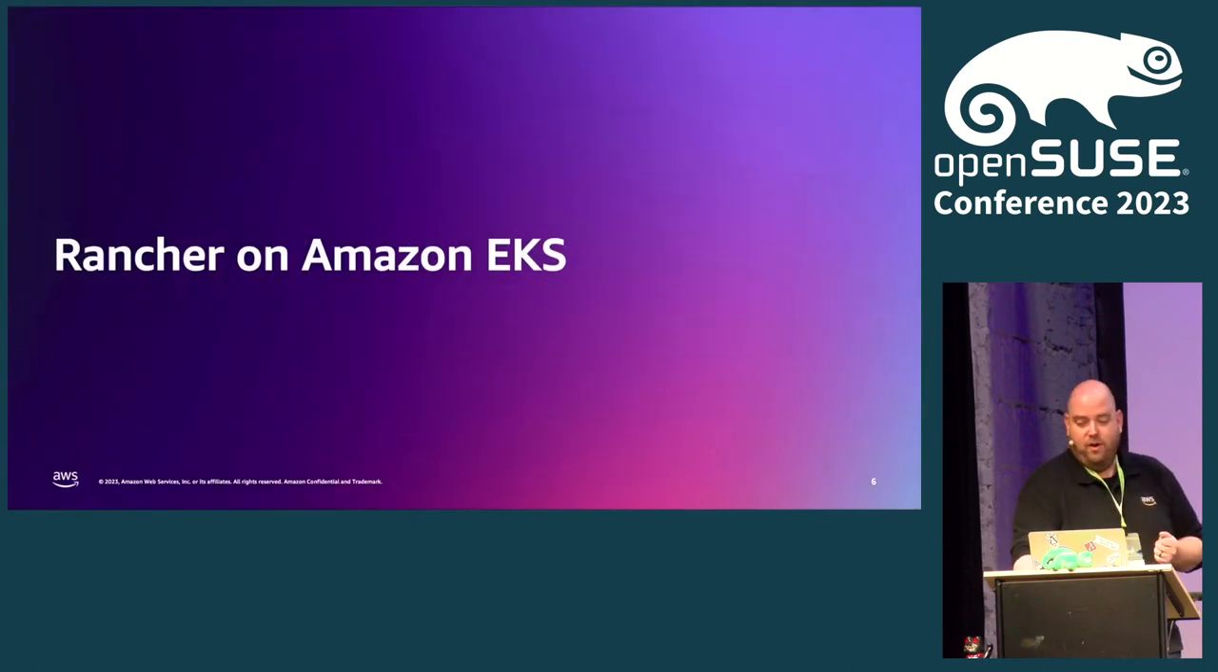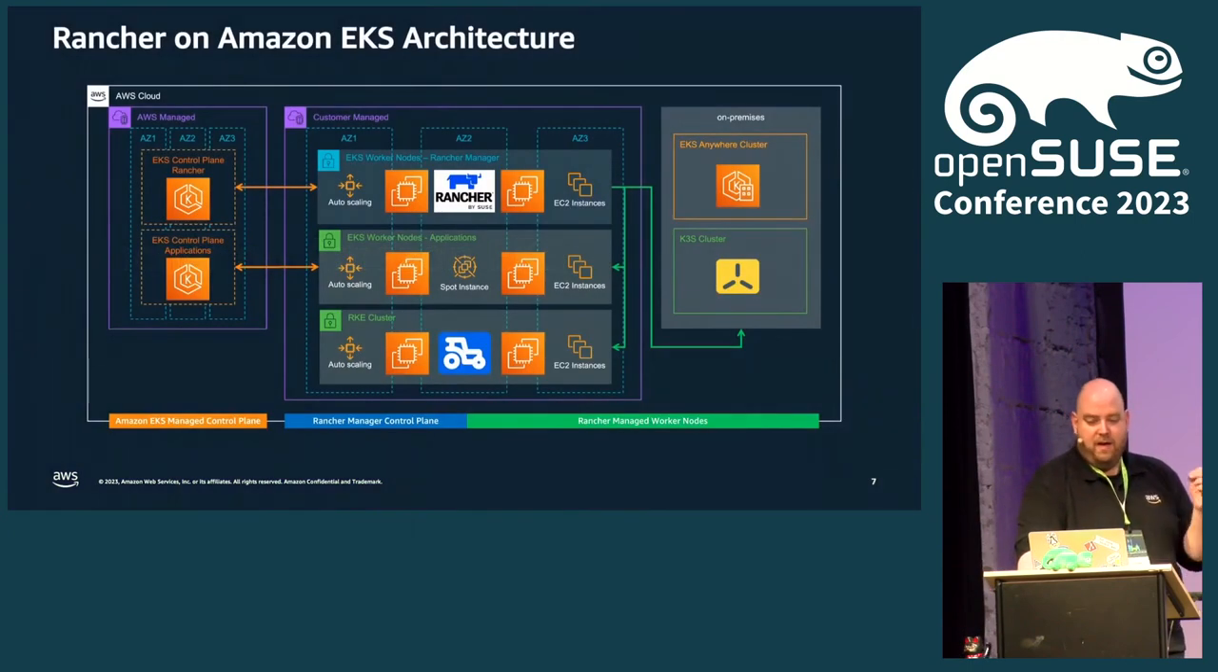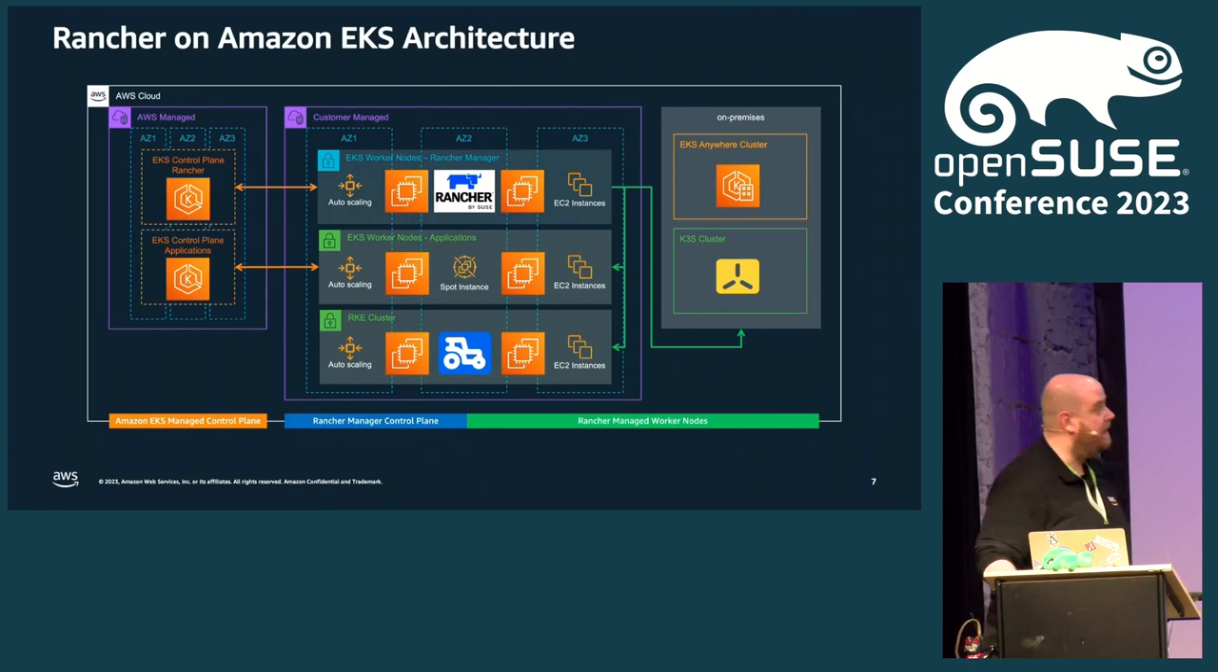Rancher on EKS. That's actually the, let's say, most popular and most powerful integration with AWS. We have Amazon Elastic Kubernetes Service, EKS. That's our managed Kubernetes offering. Amazon takes care of high availability, patching, and scaling for you.